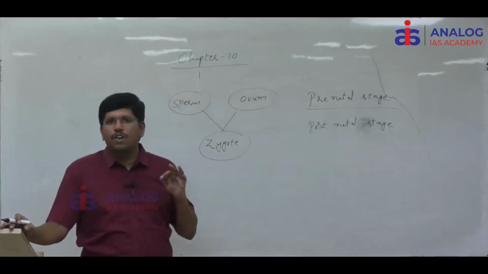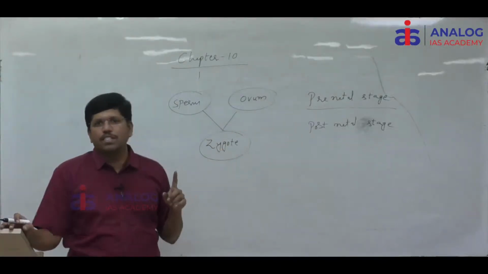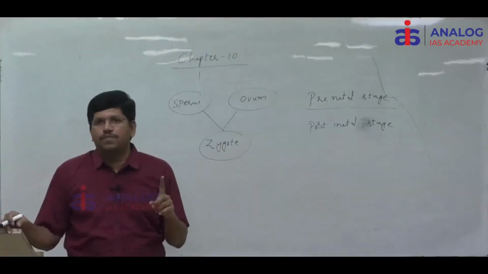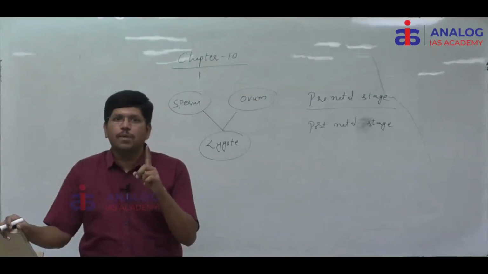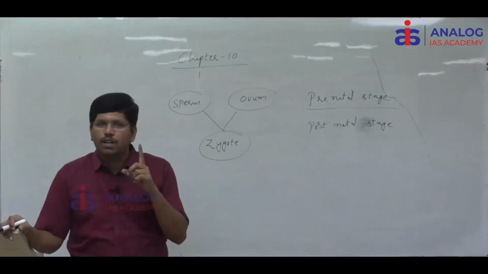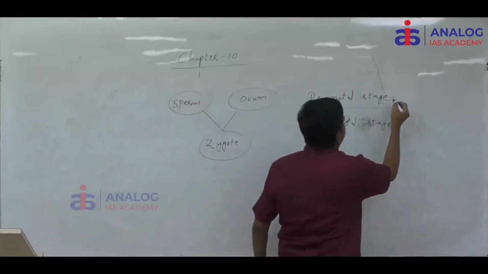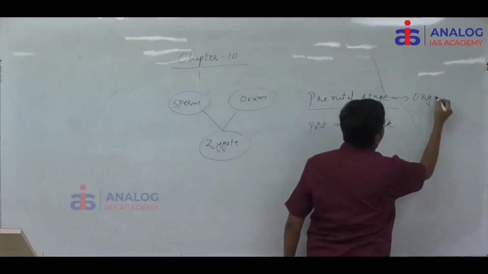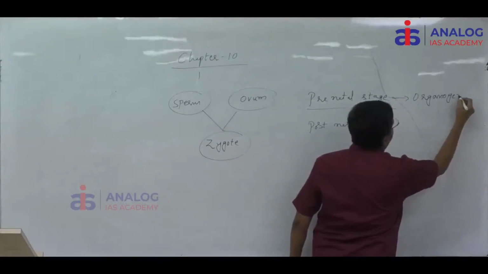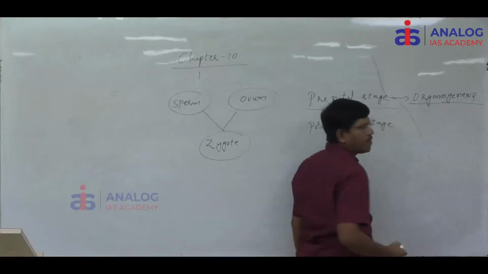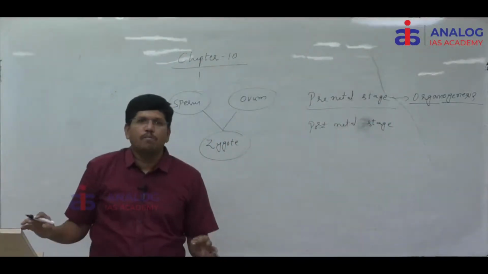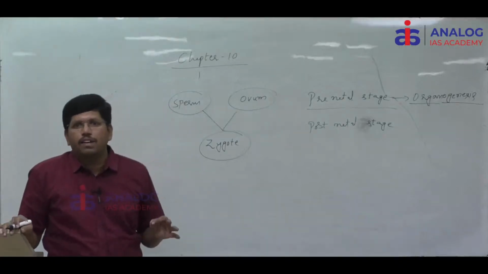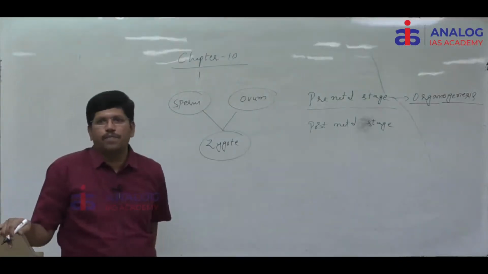The point that you have to remember as far as the prenatal stage is concerned: all the organs will be formed by the end of the 3rd month of pregnancy. Formation of organs is called organogenesis. Genesis means formation. Organogenesis will be completed by the end of the 3rd month of pregnancy.